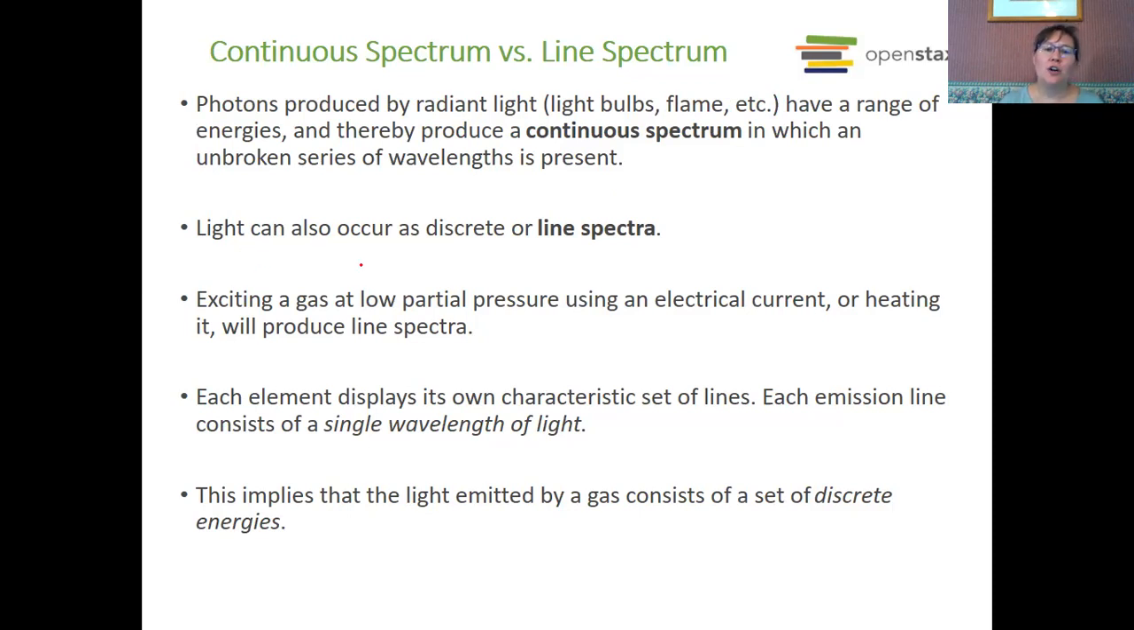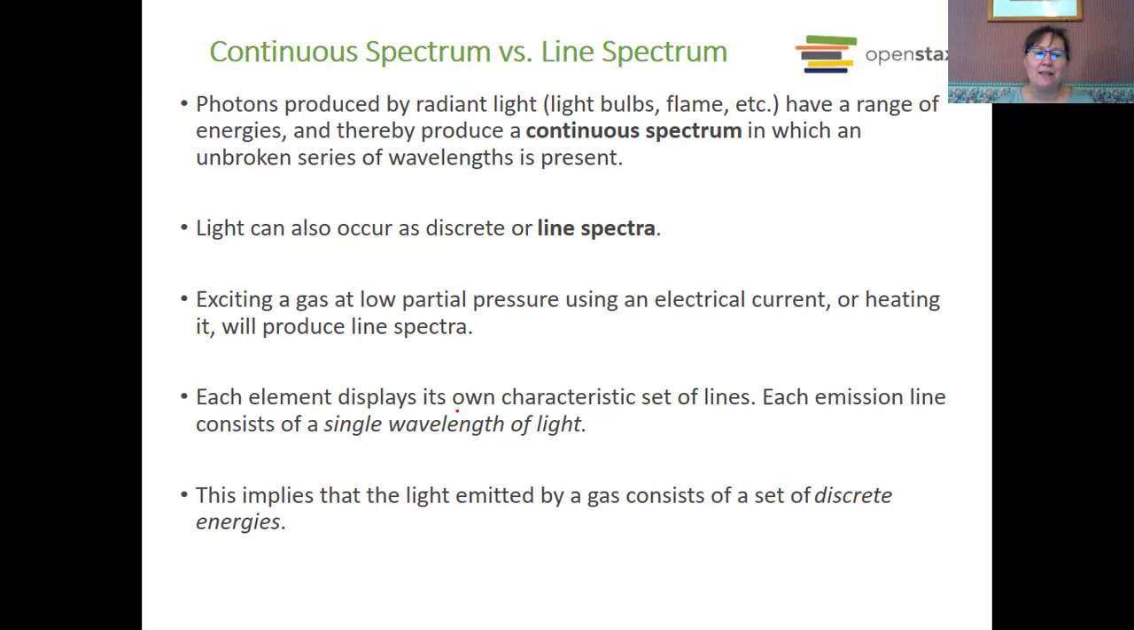But light can also occur as discrete or line spectra. That exists at low partial pressure using an electric current or heating, and so, I'm sorry, exciting a gas. We have something coming up where we talk about what that excitation means. But we basically take the gas out of its ground state and pop it into a higher state, and that's what creates these line spectra. So each element displays its own characteristic set of lines. You can actually tell an element apart by the lines it produces.